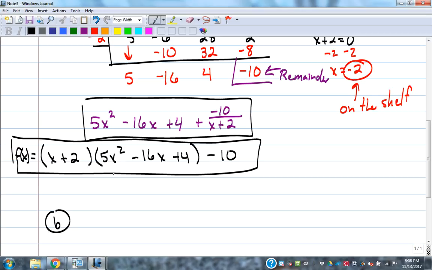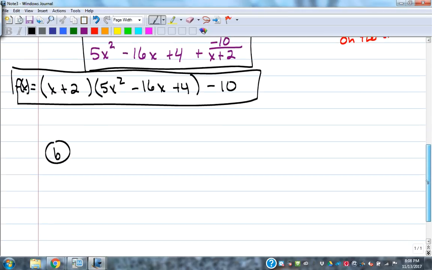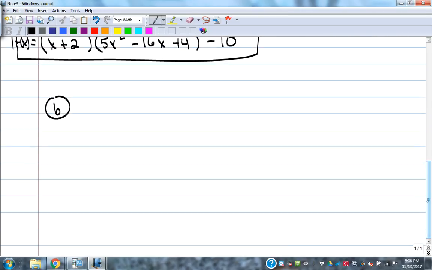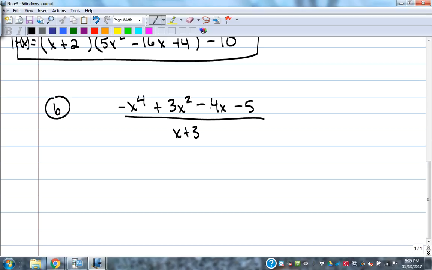Good question. When will you know which one to do? Usually, it's when you've got an f of x given to you, a function to start off with, instead of just a division problem. The top way is usually when you're just given a division problem like this: negative x to the fourth plus 3x squared minus 4x minus 5 divided by x plus 3. Usually when you're given it like this, you'll do the form where you have the fraction on the end. That's normally how you'll do these.